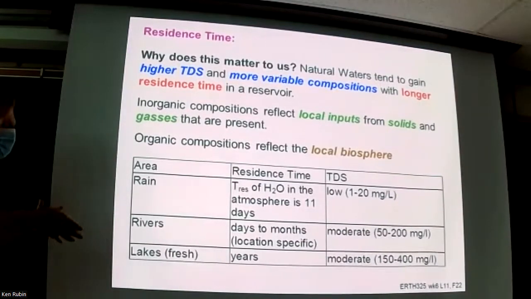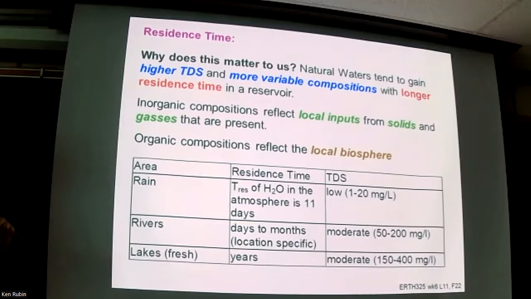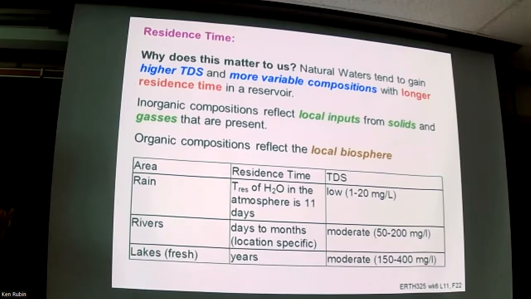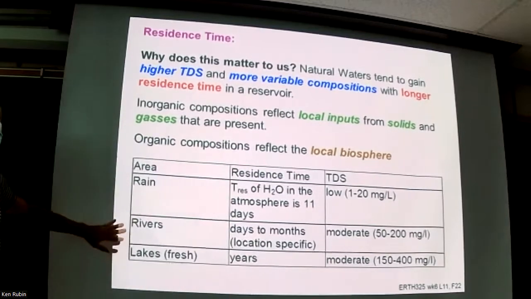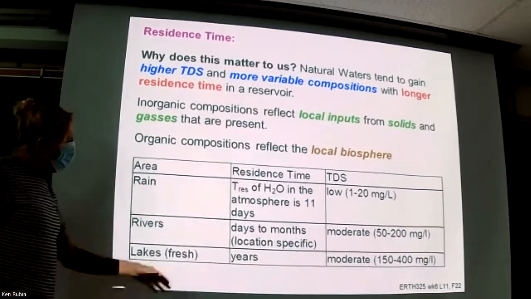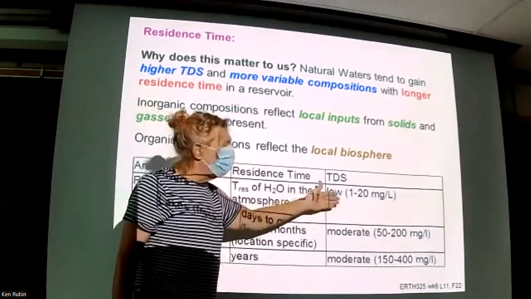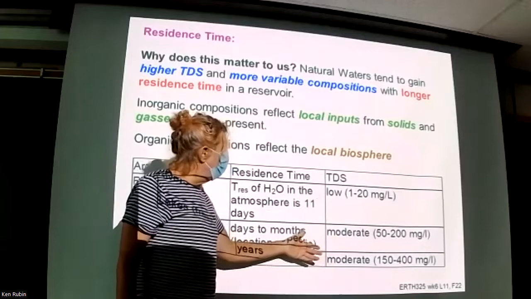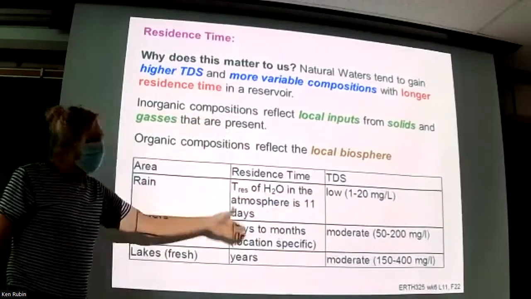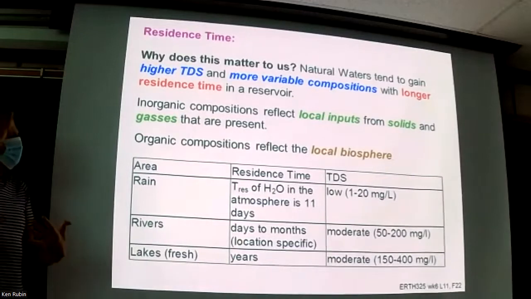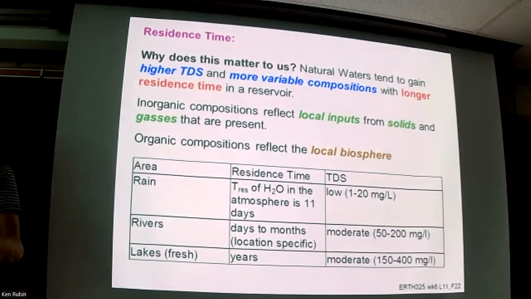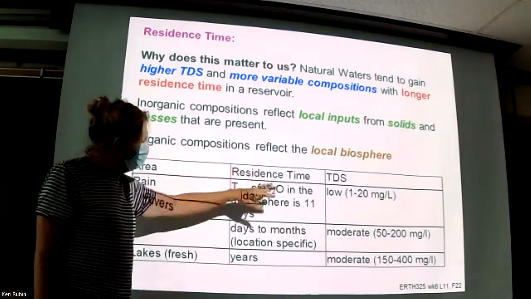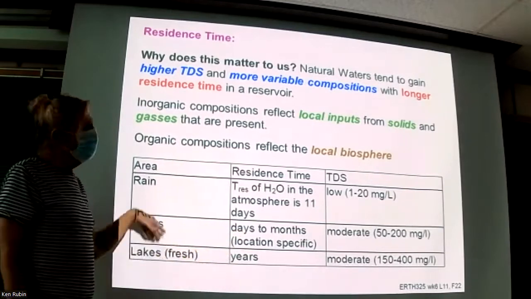So along with that residence time comes the chemistry aspect. What we find when we look at three aspects of the hydrologic cycle that are pretty easy to define, rain, rivers on average, and freshwater lakes, is the relative residence time and the total dissolved solids, which we defined a couple of weeks ago, going up as the residence time goes up, right? The amount of stuff that's in a reservoir in the hydrologic cycle is directly linked to how long water spends there. So rain has low TDS and lakes have the highest TDS here, right?